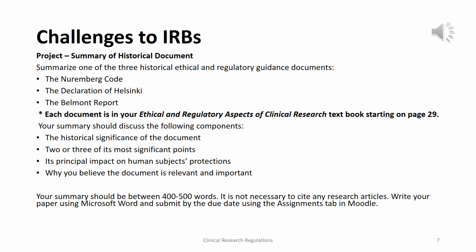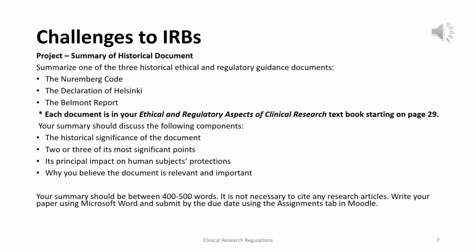So in your summary, I'd like for you to discuss the historical significance of the document, 2 or 3 of the most significant points that you think are important, and then what you think its principal impact on human subjects protections is, and then finally why you believe the document is relevant and important. So write that in your own words. You don't have to do any research. You don't have to cite any research articles or anything like that.